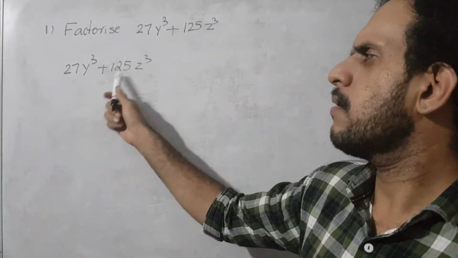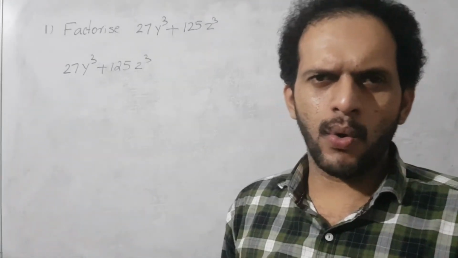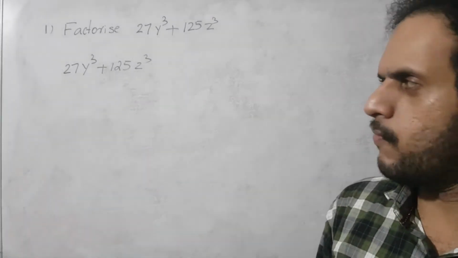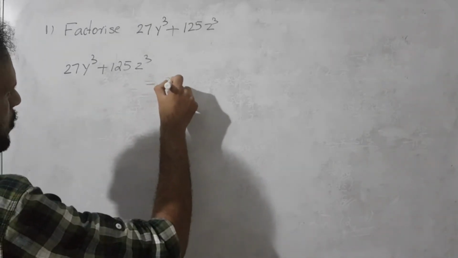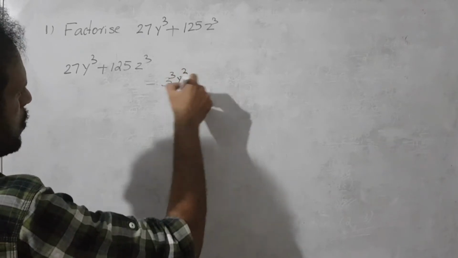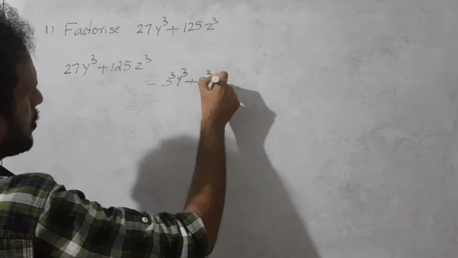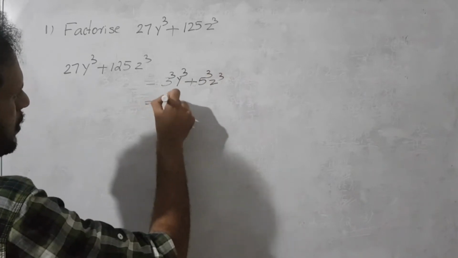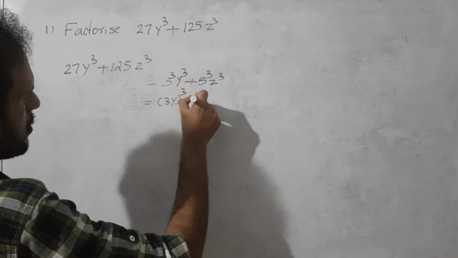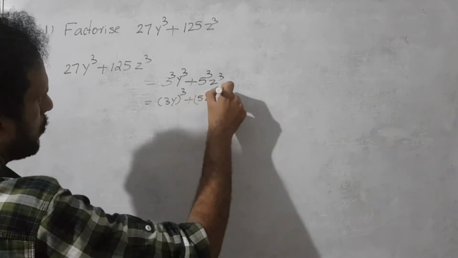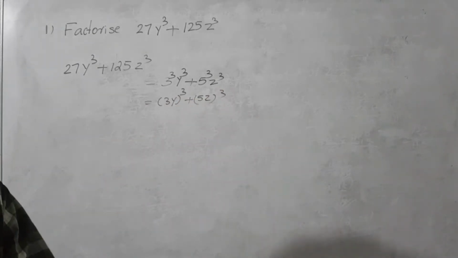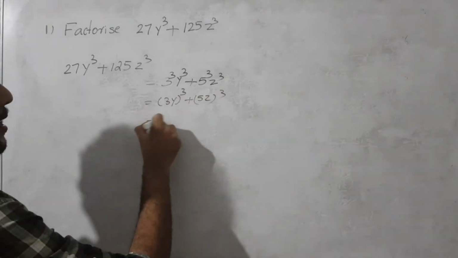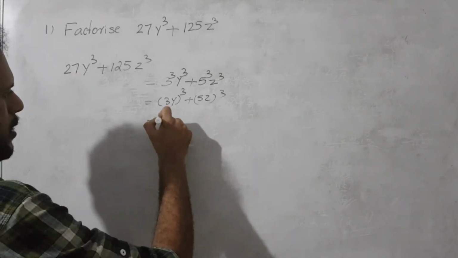Here it is separated by plus, so we need to use the 9th identity. First we convert this completely into the form of cube. 27 is 3 cube, so 3 cube y cube, plus 125 is 5 cube z cube. Then this is equal to 3y whole cube plus 5z whole cube. Now this is the form of x cube plus y cube. What is x cube plus y cube? That is x plus y, correct?